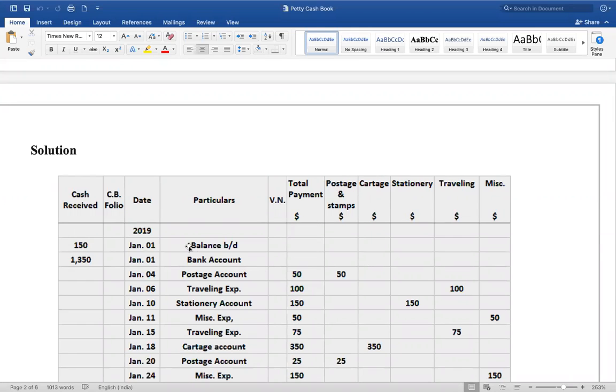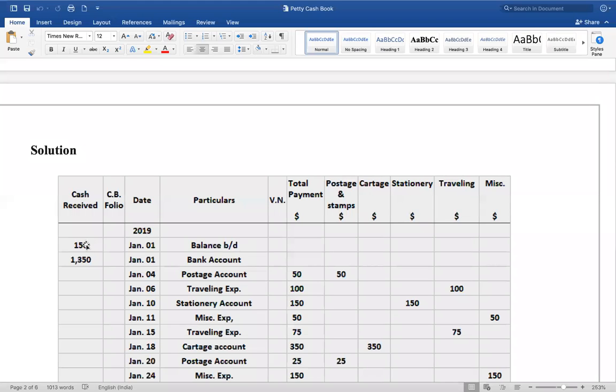Okay, that's balance brought down. Balance brought down, right? These people are maintaining an imprest of 1500. What does it mean? At the beginning of the month or the accounting period, they maintain that 1500. Every month beginning, it should be 1500 in the petty cashier's hand.